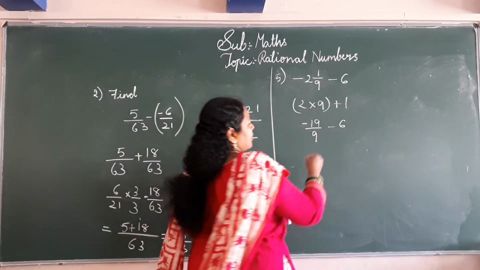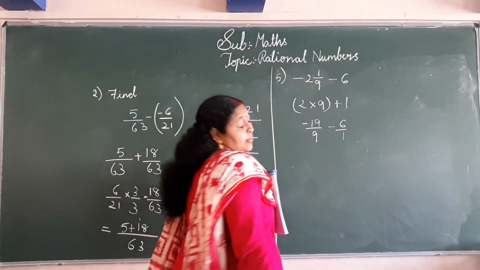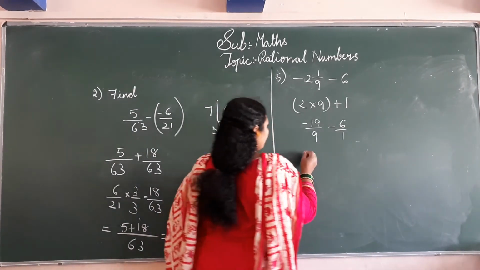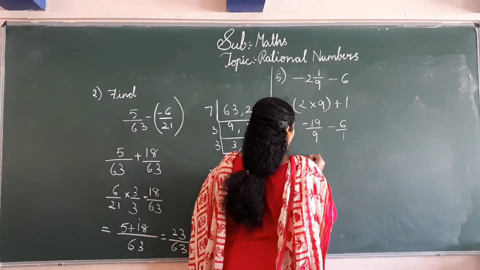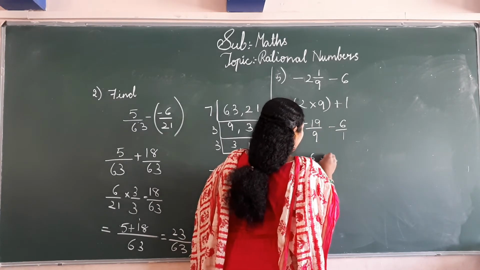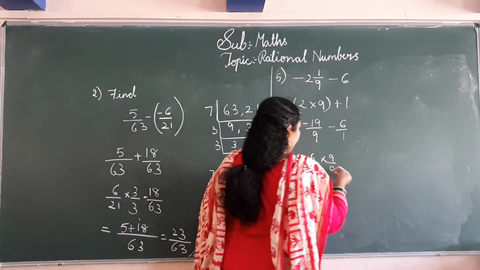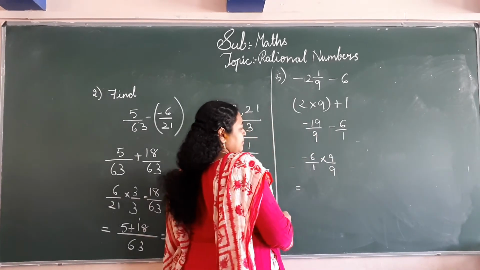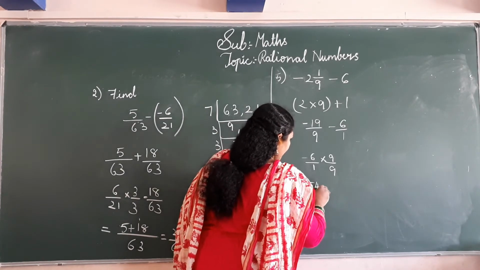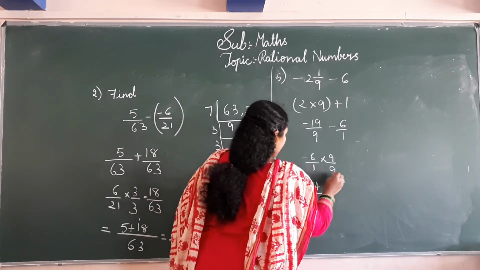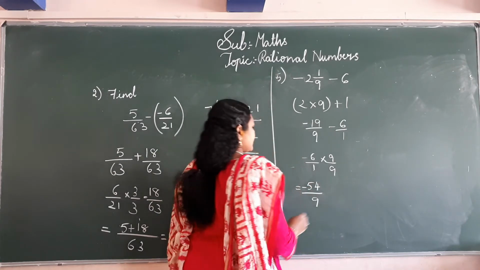There is only one number. We will take the denominator as 1. So minus 19 by 9 remains the same. Only minus 6 by 1 we will multiply by 9 by 9. 6 nines are 54. 9 ones are 9. Again it is minus.